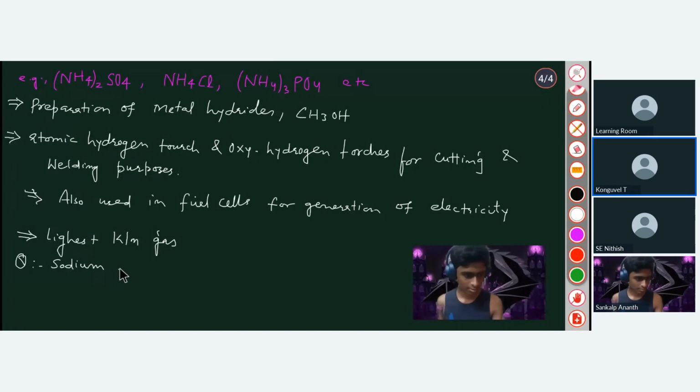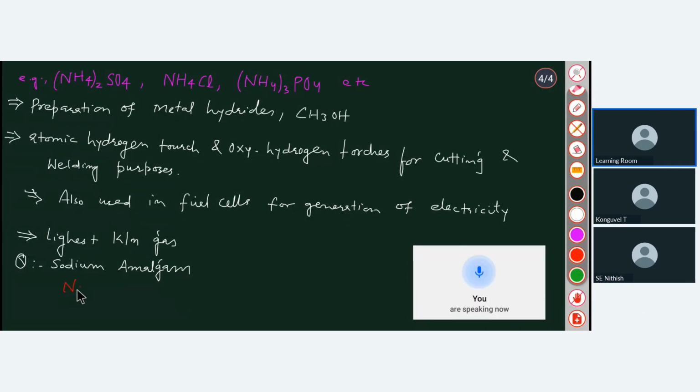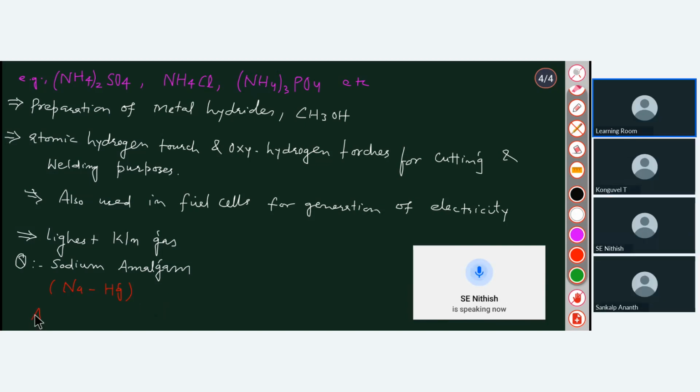Sodium amalgam. Can anybody tell me what is sodium amalgam? We had this question, sir. I forgot. Sodium amalgam simply means when you put sodium in mercury. Yeah, amalgam actually means an alloy containing mercury.